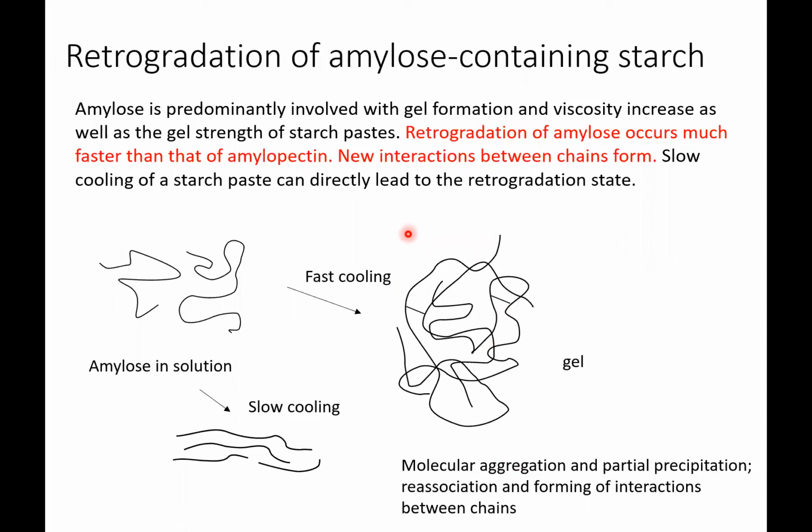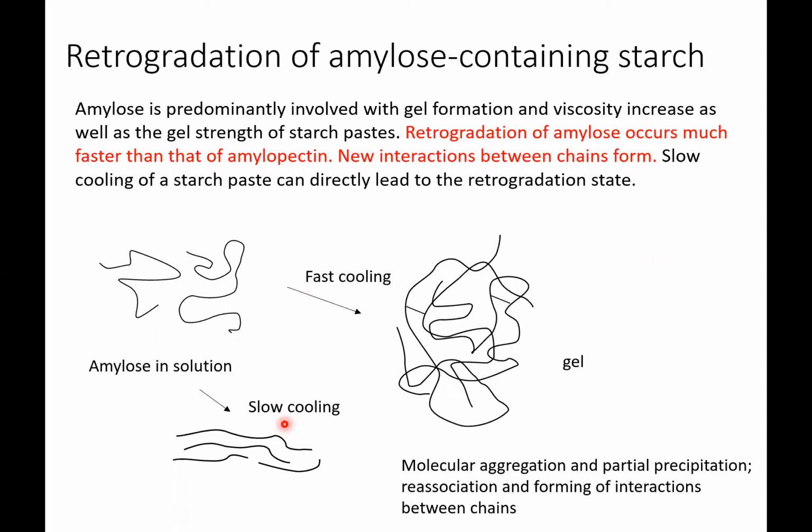Now, when you cool, amylose in solution is just single chains floating around. If you do a fast cooling, you kind of freeze that structure, and interactions form between these chains and hold the gel. This will rearrange over time. This isn't the end of the arrangement here.